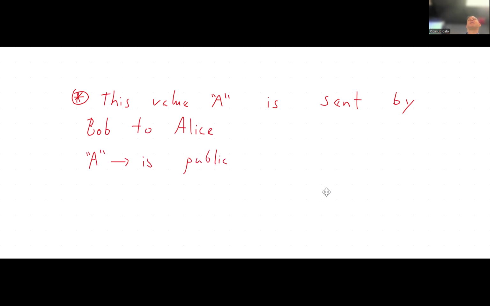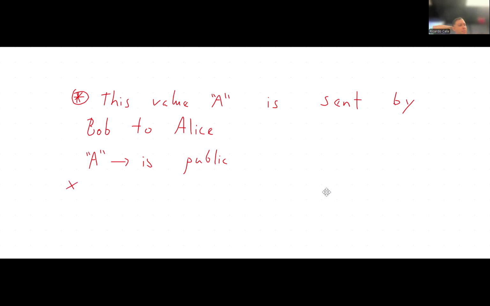Again, one important thing is that prime number. That prime number is actually the bottleneck. It needs to be a very secure prime number. So it's really big, and that's a problem. I said that the value A is sent by Bob to Alice, and A is public. The next step.